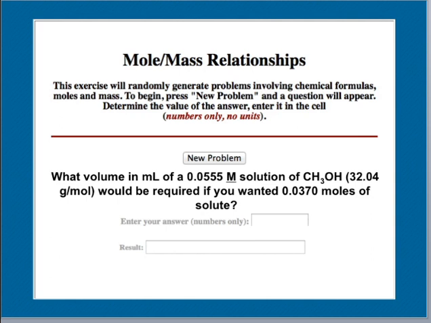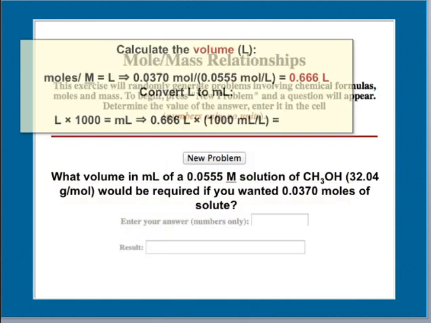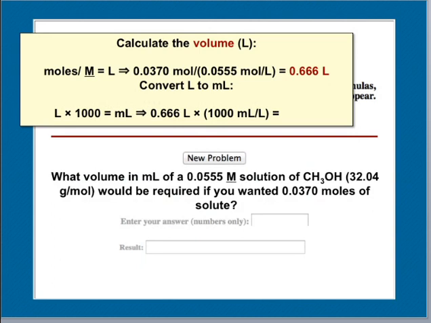So to set the problem up, moles divided by molarity is liters. Right? Here's our number of moles, here's our molarity, 0.666 liters. Only thing is, if you type 0.666 in, it doesn't work because the problem asks for milliliters. So we simply multiply this by 1,000, 666 milliliters. Same problems, just in word format.